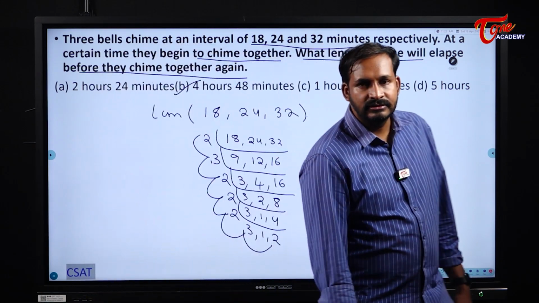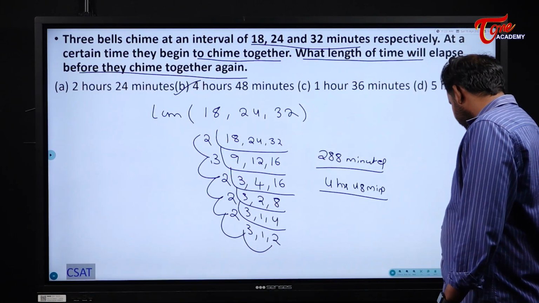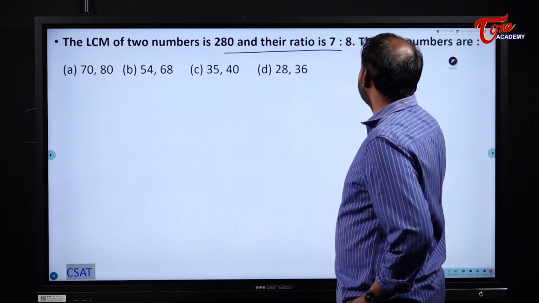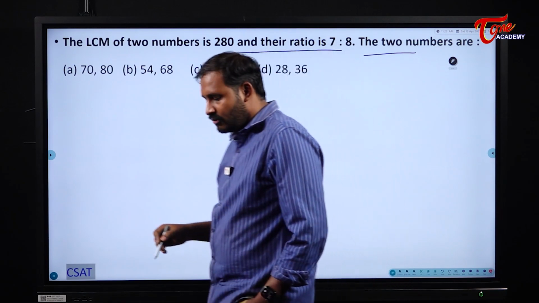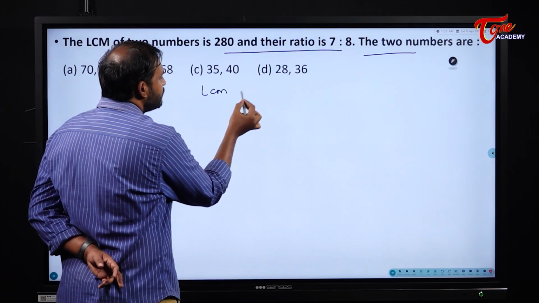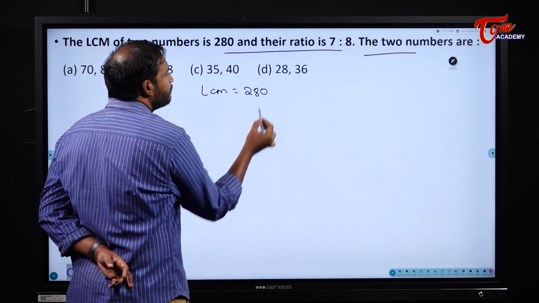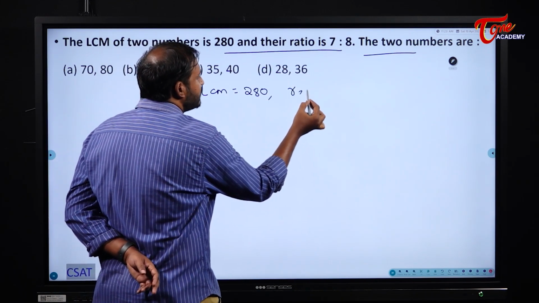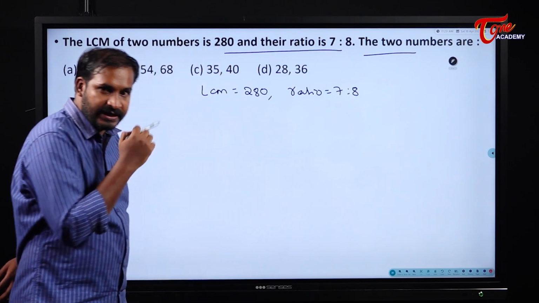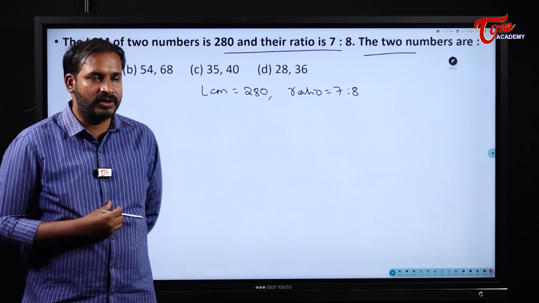Okay, understood? Right, next one. The LCM of two numbers is 280 and their ratio is 7:8. The two numbers are. Given that the LCM of two numbers is 280, and the ratio between those two numbers is given as 7:8. If two numbers are in the ratio of 7:8, then what will you assume those two numbers as?